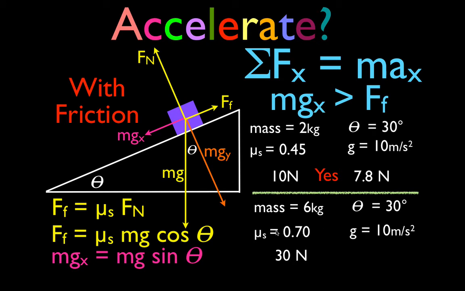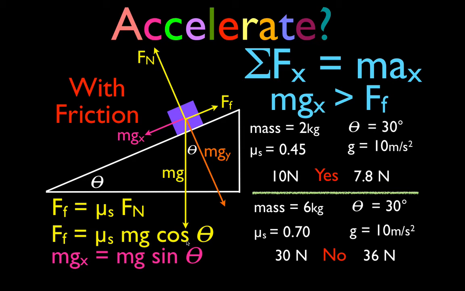All right, now let's calculate the friction force. 0.7, 6, 10, cosine of 30, and you get the maximum friction force possible is 36 newtons. The x component down the inclined plane is 30 newtons. The maximum friction force possible is 36 newtons. We have not exceeded the maximum, and therefore the object will not accelerate. It's going to just stay there.